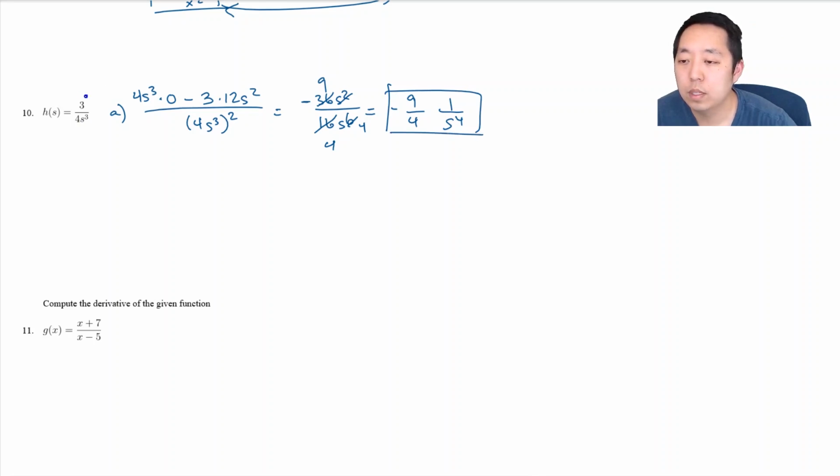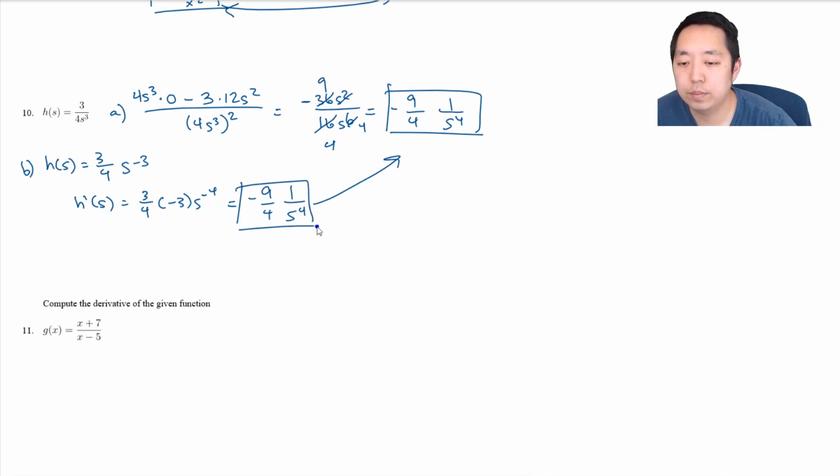Or I could just do power rule here. So h of s I can rearrange. I can bring the 3/4 out in front, and the 1 over s cubed would be s to the negative 3. And then using power rule, I would multiply by negative 3. So 3/4 times negative 3s to the negative 4. Negative 3 times 3/4 is negative 9/4. And then I get s to the negative 4, which is 1 over s to the 4th. You see? That matches that one there.